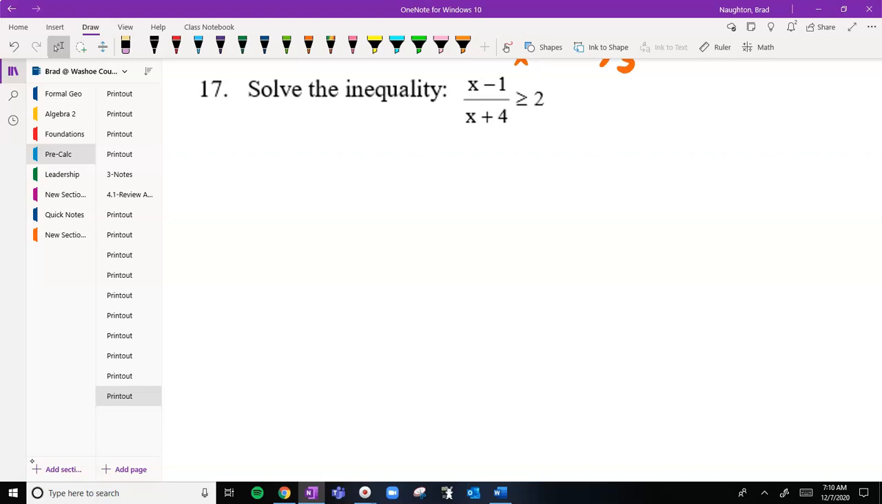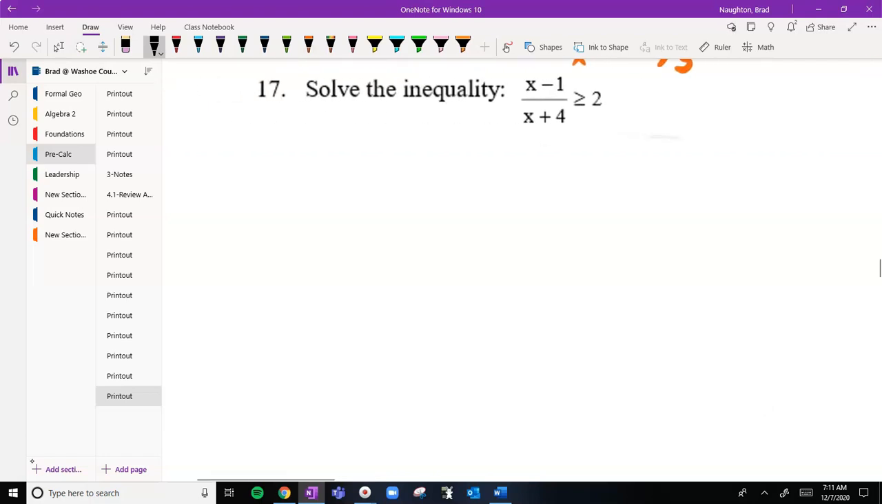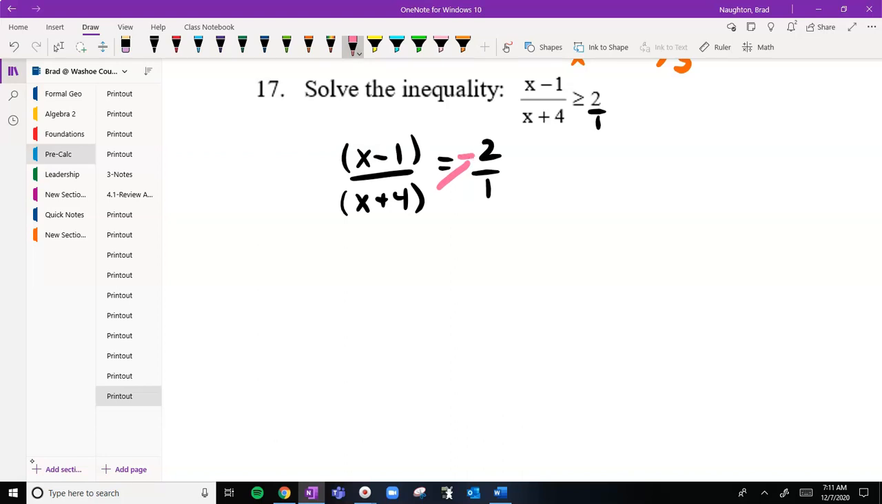You're good. Alrighty, so it's very similar to the other ones. We are going to have our number lines to check things because it's an inequality, but I do need to solve it. So I'm going to pretend to solve it like it's equal to 0. So I'm going to put this over 1. So I get (x minus 1) over (x plus 4), and I'm going to put those in parentheses, and then equal to 2 over 1. And then I'm going to cross multiply.